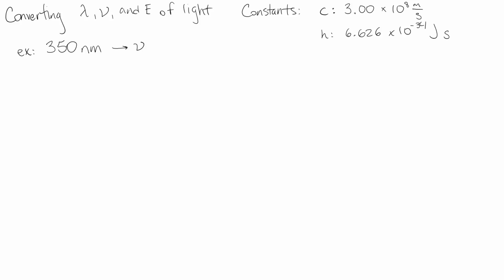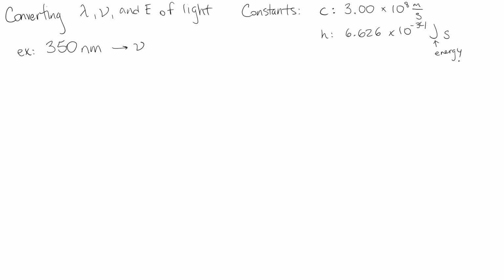Hello, this is going to be an example video on how to convert between wavelength, frequency, and energy for light. There are some constants that we should be aware of. C is the speed of light, which is 3.00 times 10 to the 8th meters per second. There's also Planck's constant, which is 6.626 times 10 to the negative 34th joules times second. Joules is a unit of energy.